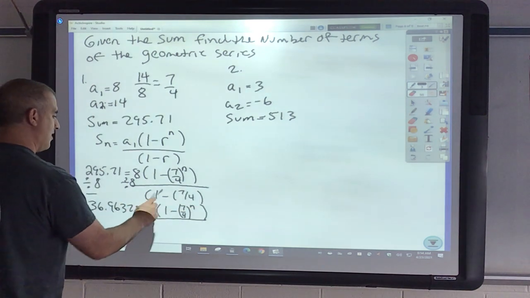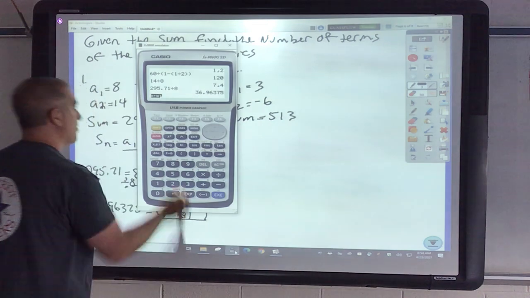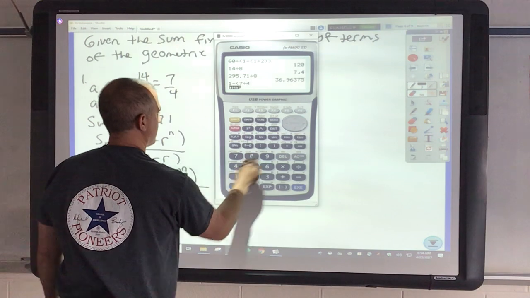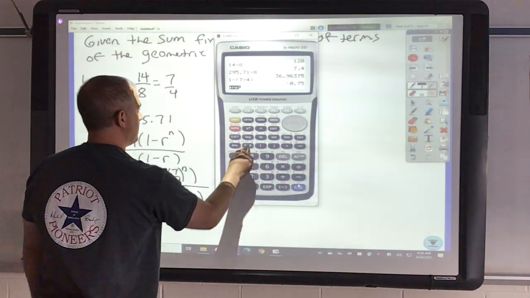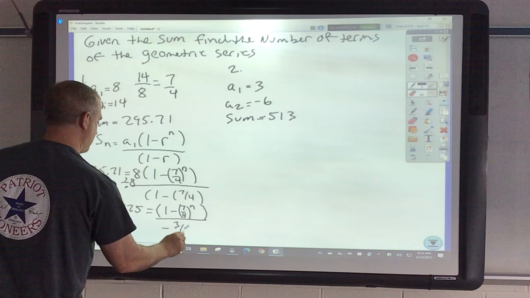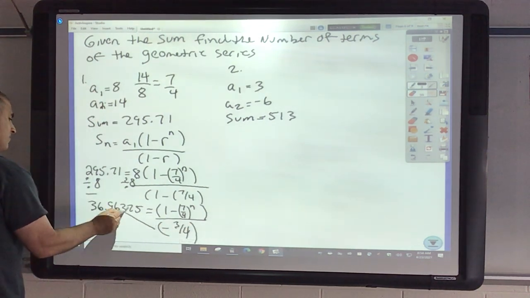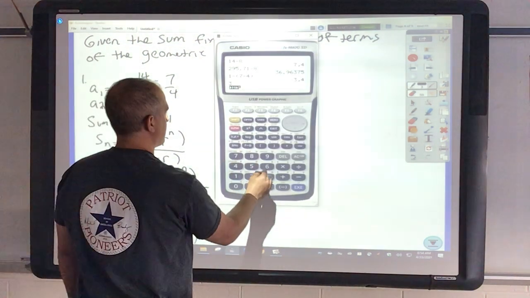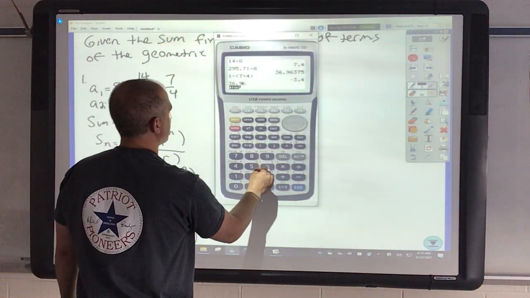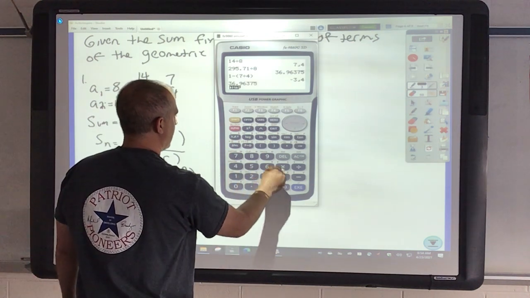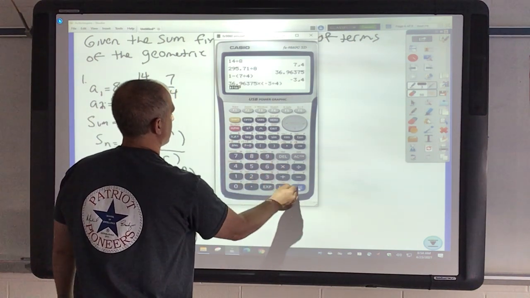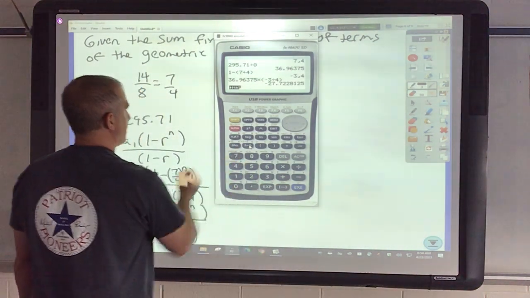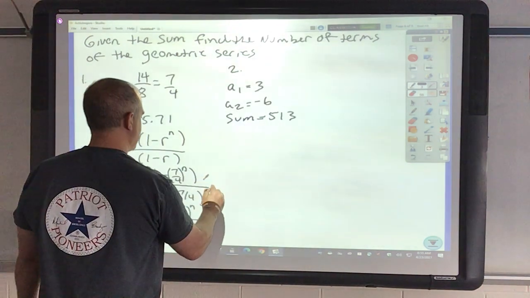Now, on this bottom, I'm going to figure out what that's going to be. So 1 minus 7/4 is going to be -3/4. So I'm going to cross multiply my -3/4 times that: 36.9375 times -3/4. Now, if you want to get a decimal, if that's easier for you, you can. So I got -27.722.